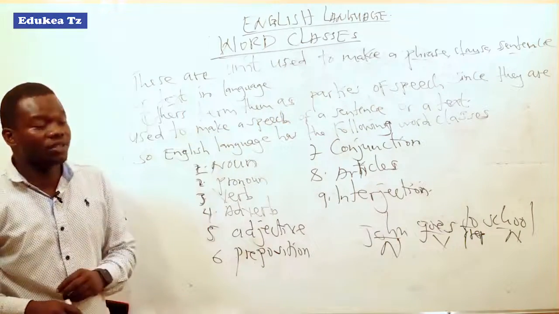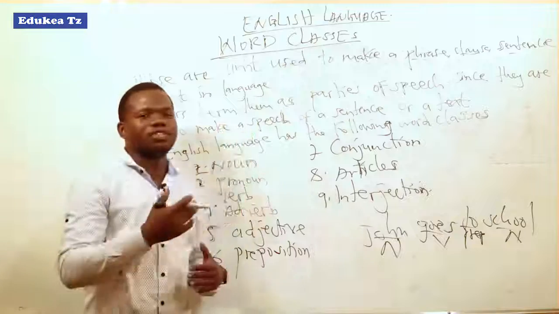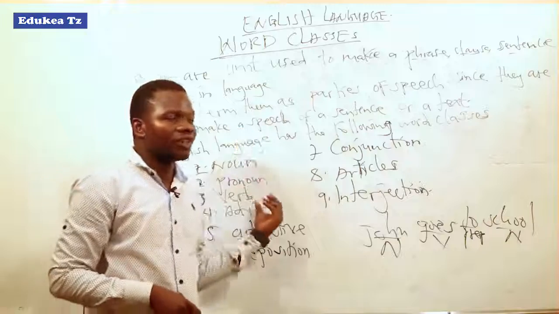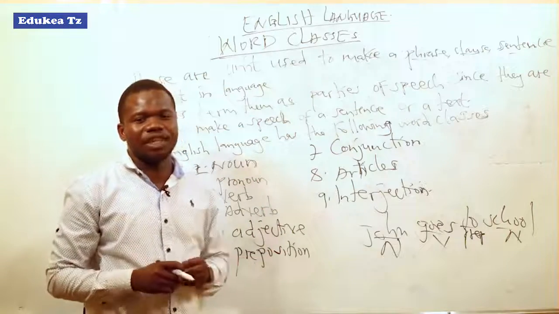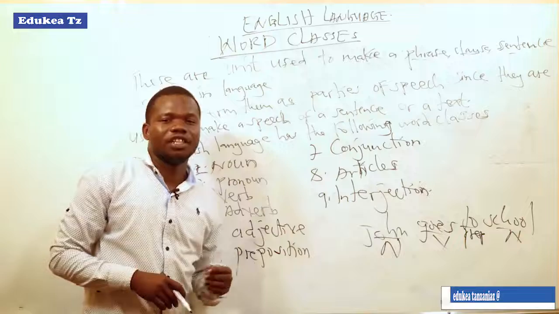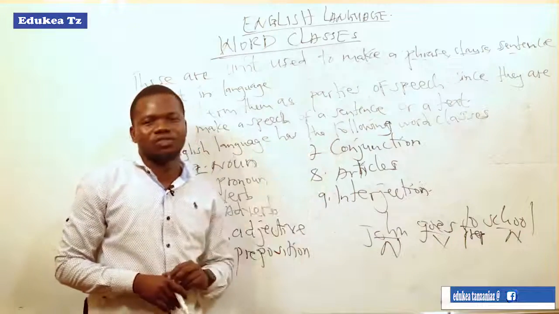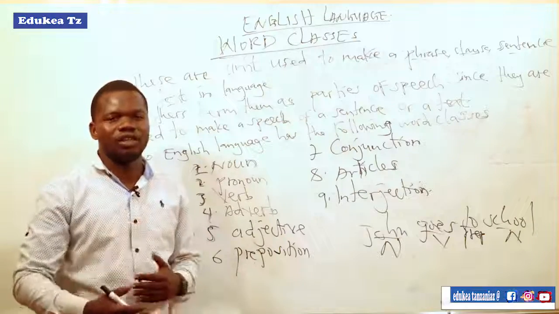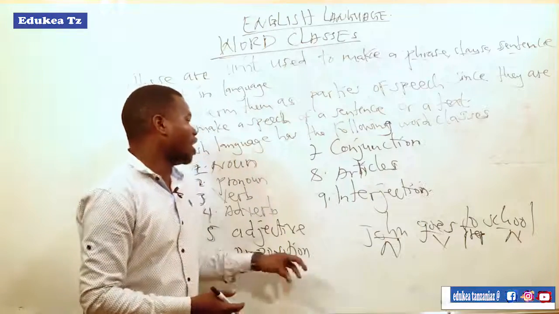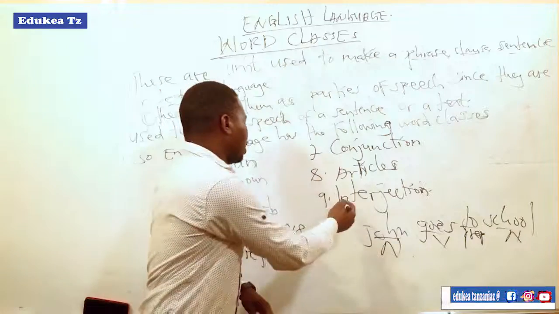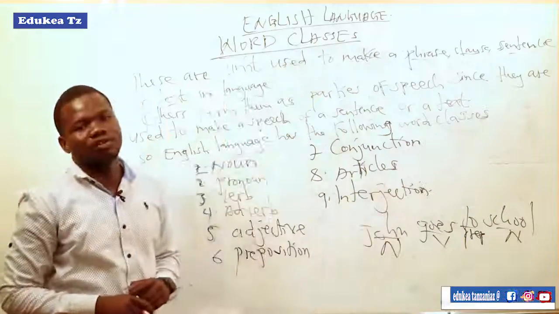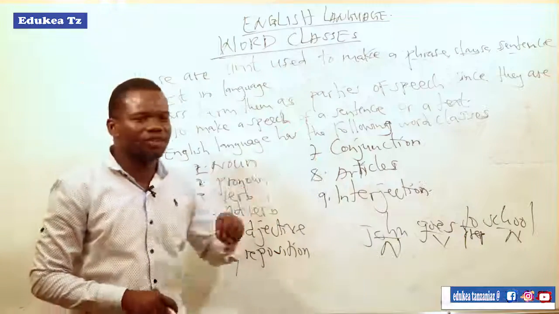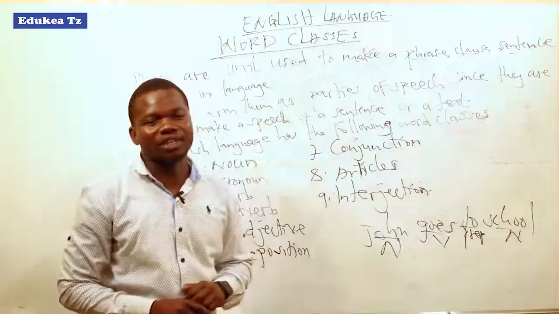But mind you that these word classes tend to change according to the time, since during the first time, those scholars previously just divided those parts of speech into 2 levels. But as time goes on, they kept increasing. And up to this time, we have got only these 9 English language word classes. So let us now discuss one after another, starting with the noun.